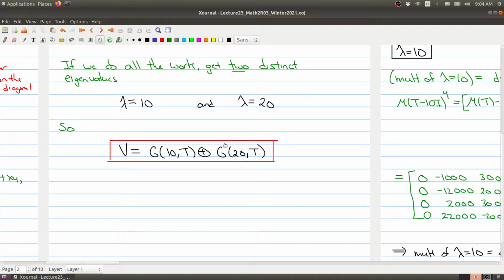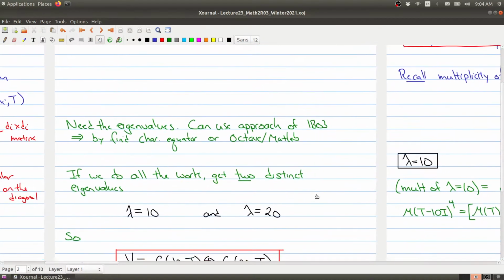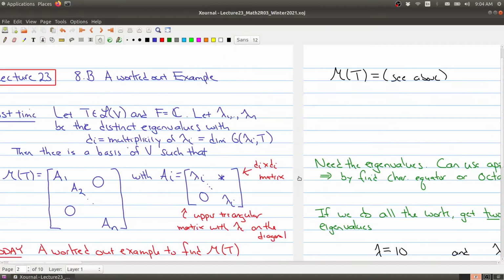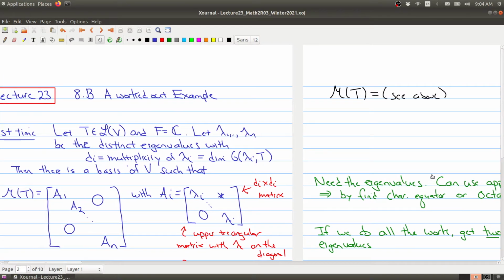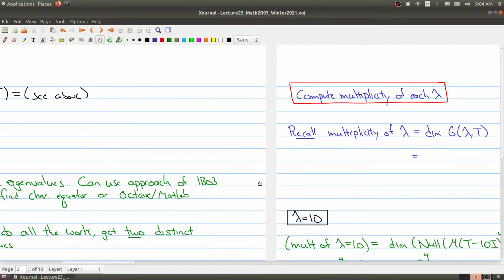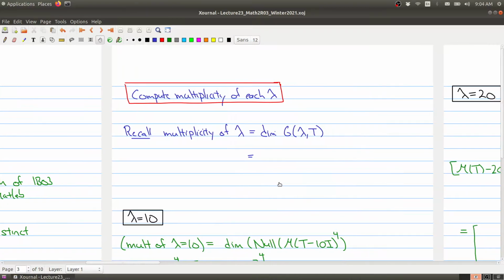So welcome back to part 2 of lecture 23. So we're kind of where we left off last time. We have our eigenvalues, we have our linear operator, so we have this part and this part of the theorem, but we still don't actually know the multiplicities of each of our eigenvalues. So let's first compute the multiplicities of each of our eigenvalues.